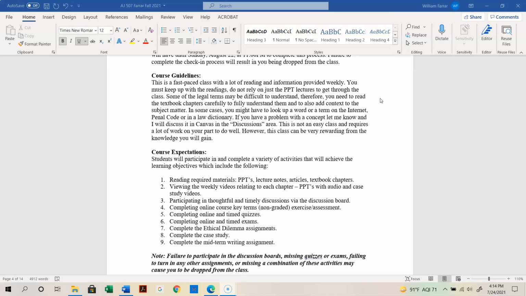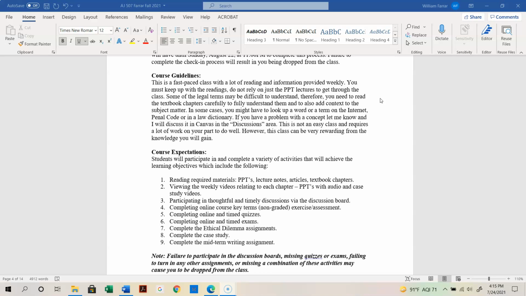But if you have a problem with any theory or concept or term, let me know and I will discuss it in our course Canvas in a general discussion board area. That's called the Donut Shop. Yeah, I know, go figure. And I'll show you what that looks like and where it is when we get into the latter parts of this particular lecture. So to sum it up, it's not an easy class, and it's going to require some work on your part to do well. However, this class can be extremely rewarding from all of the information and knowledge that you're going to gain.